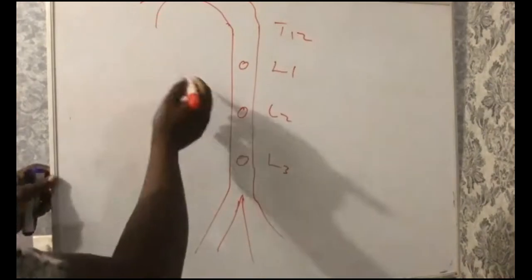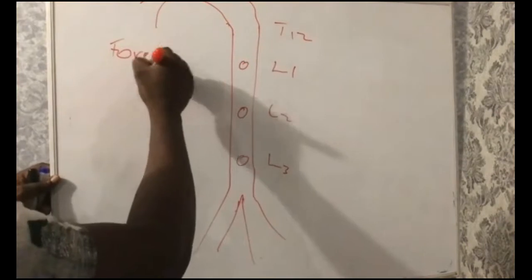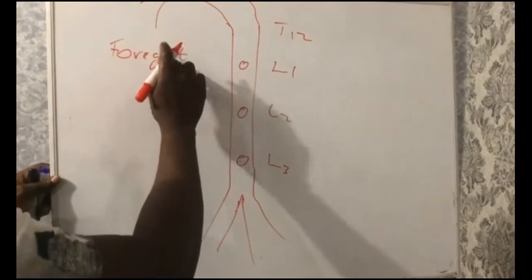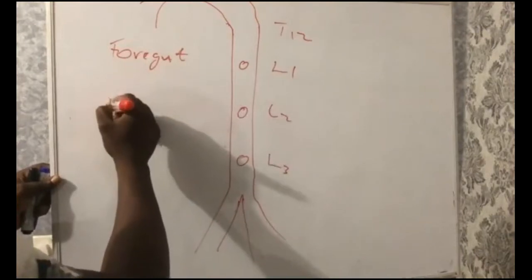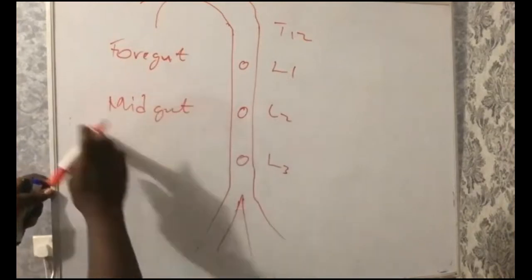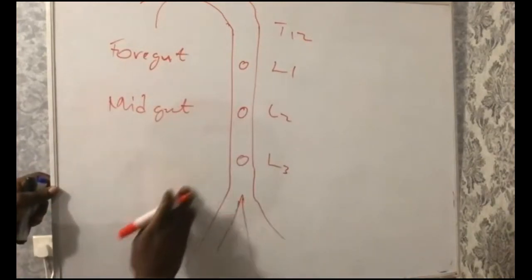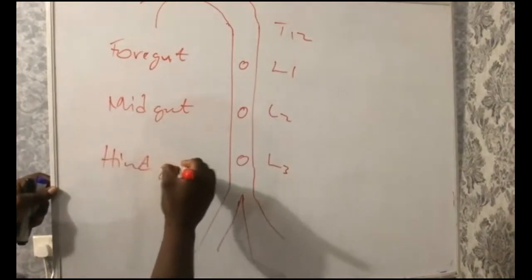And remember that in your GIT, we have the foregut, right? We have the midgut, and the hindgut. Who knows the level at which the foregut ends? Who can tell me where the midgut also ends? And where does the hindgut end? So the structures that are found in the foregut are the stomach.